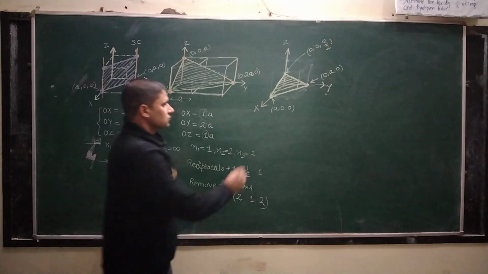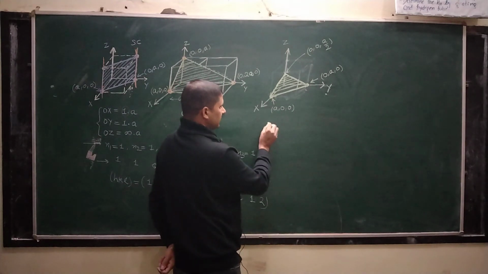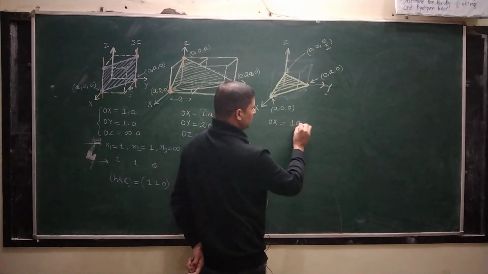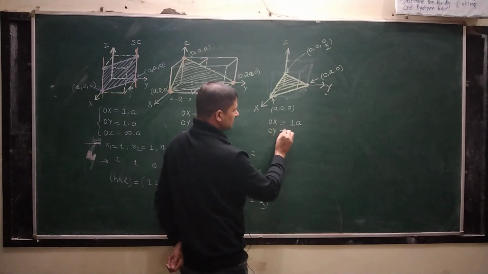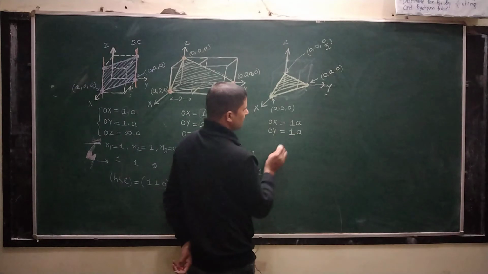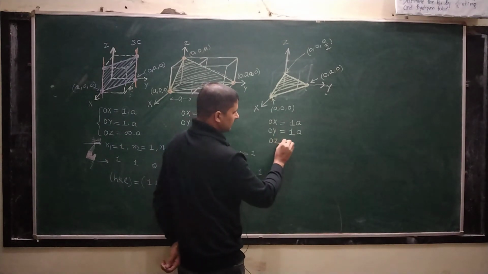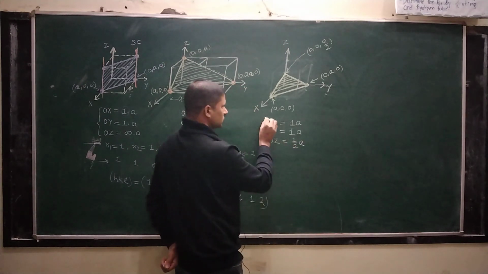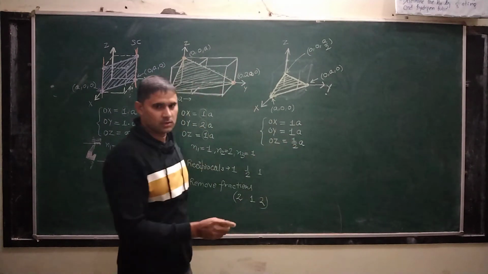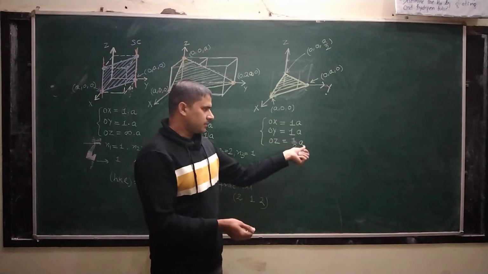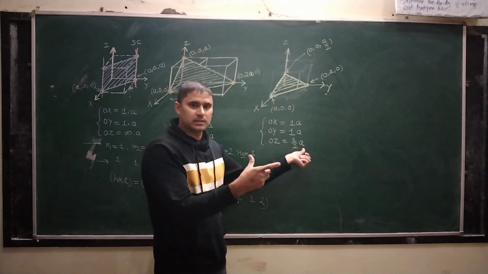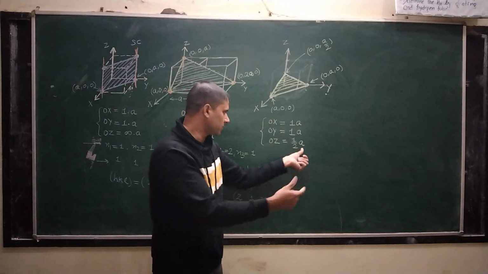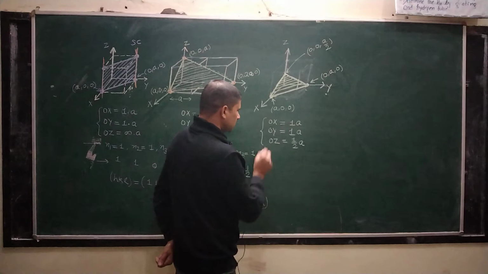Okay. So class, first of all, you will find the intercept along the x direction. This is 1 time of a, along the y direction this is 1 time of a, and along the z direction this is half time of a. So this is a particular case where we have taken an intercept at a distance which is less than the length of the primitive axis along a particular axis. So this is the first step.